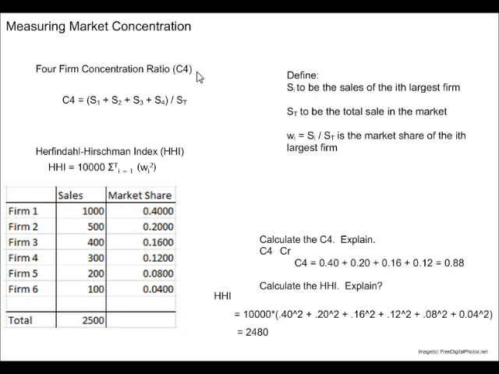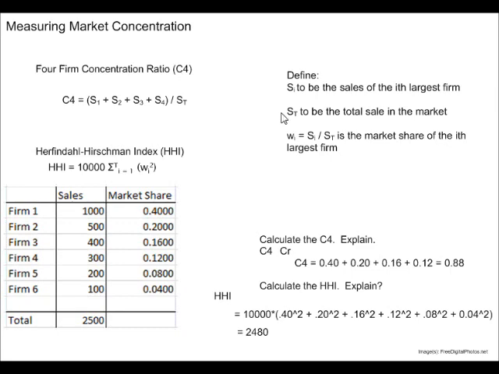We're going to go through two of them. The first is called the four-firm concentration ratio, or the C4. We've got some notation here, and we want to define that. Si is equal to the sales of the ith largest firm. So over here, where I see S1, that's the sales of the number one firm in the industry. S2, S3, S4, those are the sales of the second, third, and fourth largest firms in the industry.